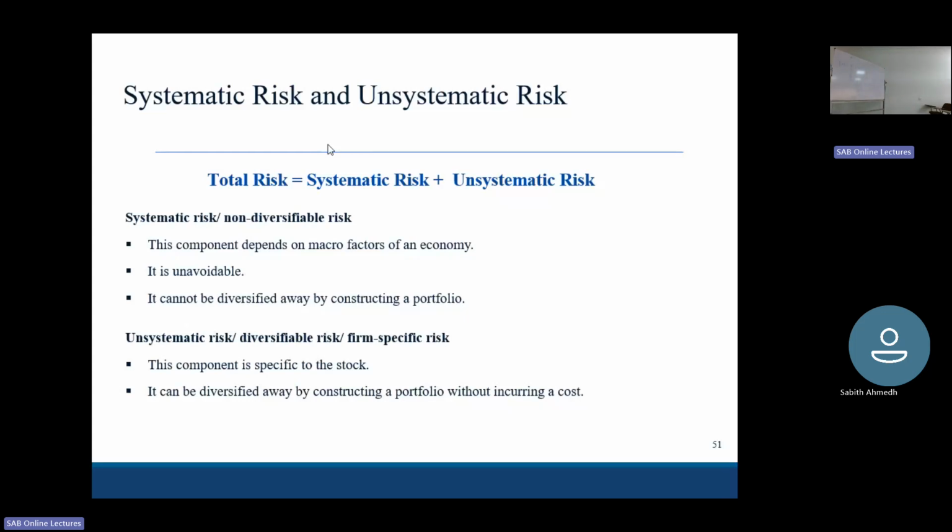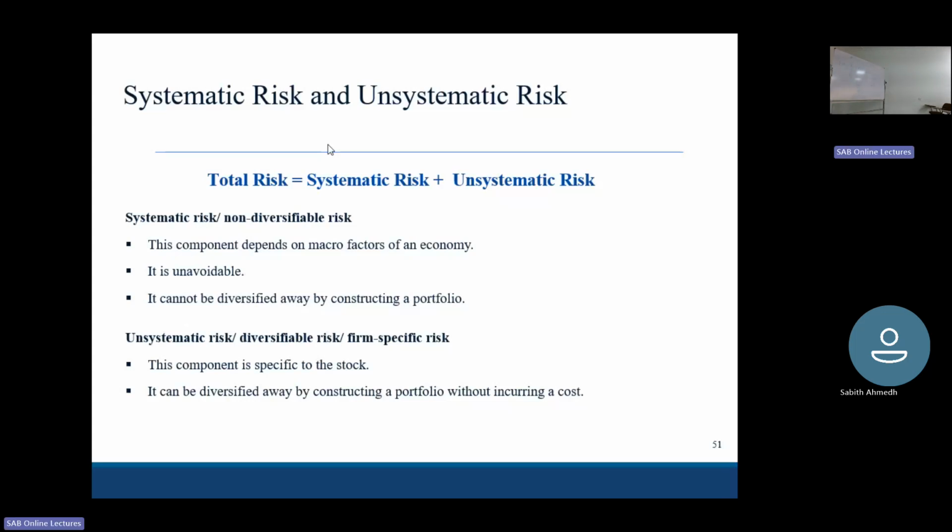So this part you can diversify away. These are firm specific. If there is unrest among a company's employees, you can withdraw your investment and invest in another company, or you can invest in the rival company, a competitor. So likewise, this unsystematic risk, or firm specific risk, you can diversify away by constructing the portfolio. But systematic risk, nobody can diversify.